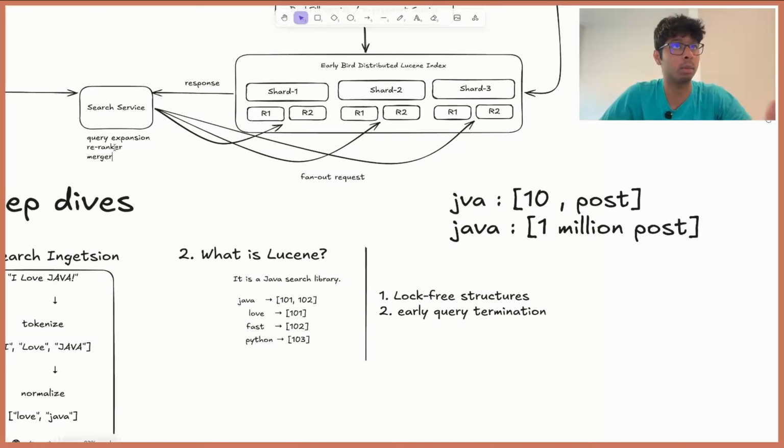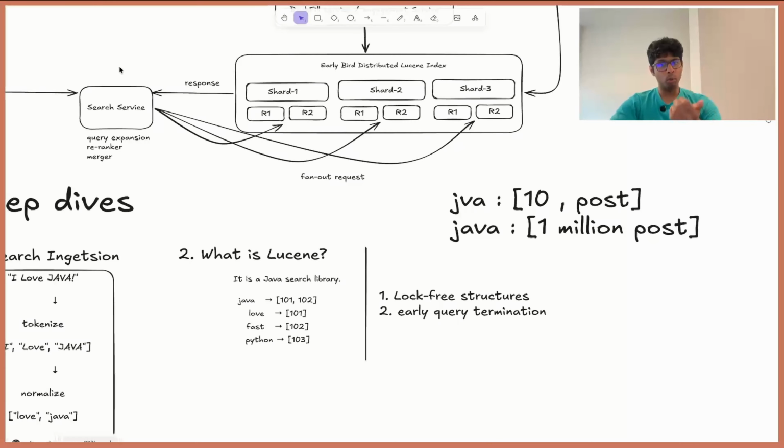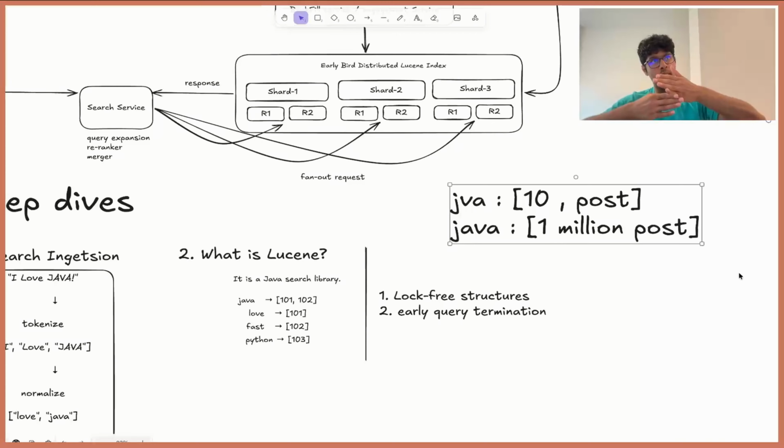Now we haven't discussed ranking yet. When we send this request, it is going to give you some results, and when the results go back to the search service, then there is going to be ranking. That ranking is going to be such that, of course, the JVA posts that we get should be more prioritized because that is the actual request.